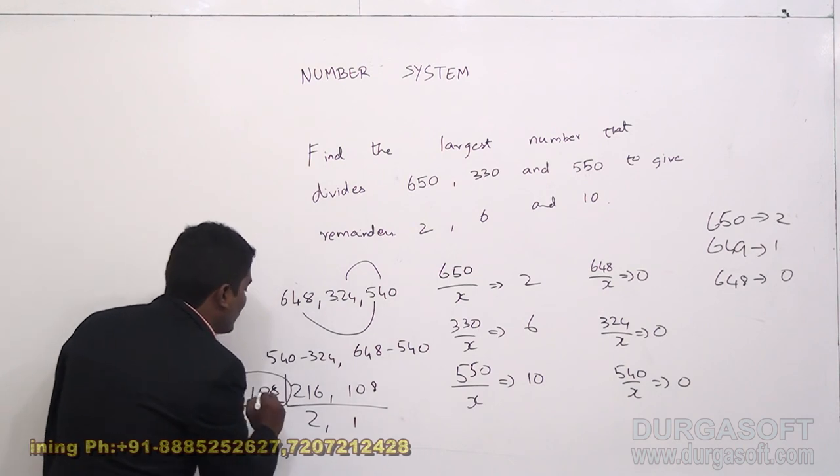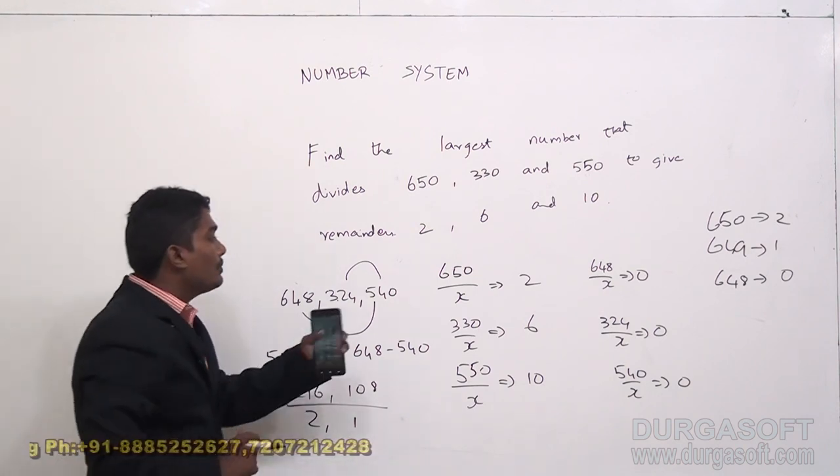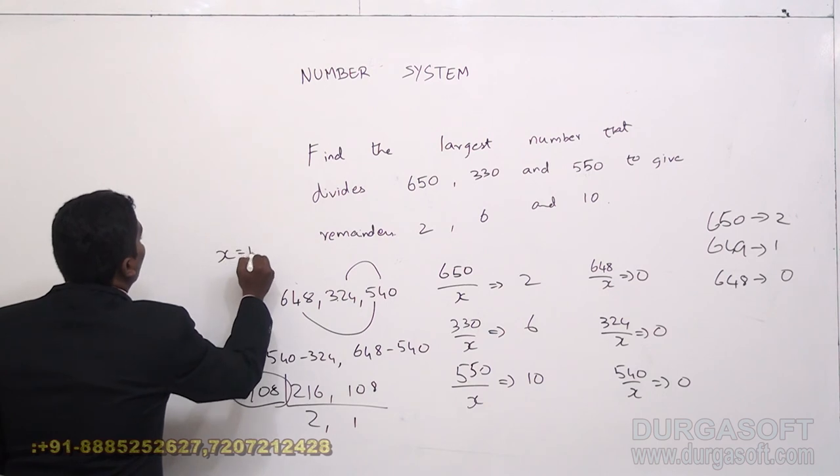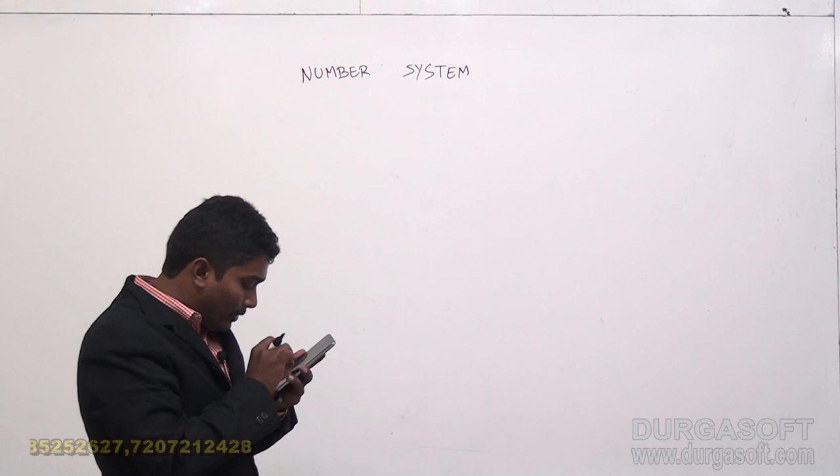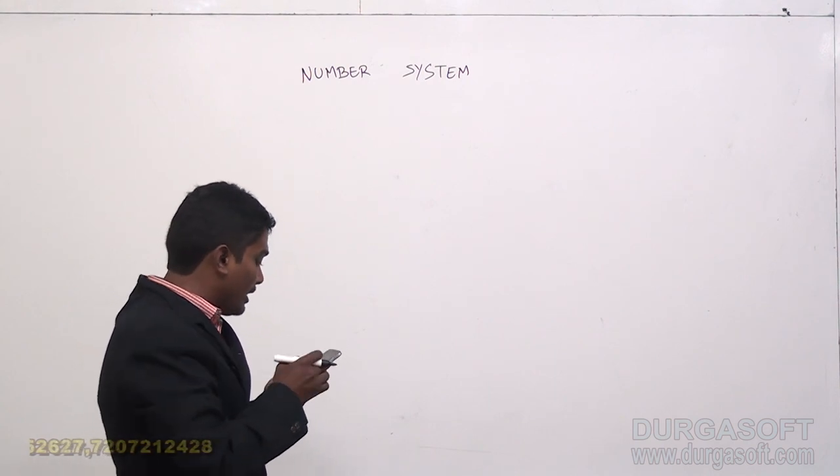So the HCF of these two numbers is 108 itself. So here my value of x, the required value, is 108. This will be the answer. Next question: when 32 to the power 32 is divided by 9, find the remainder.